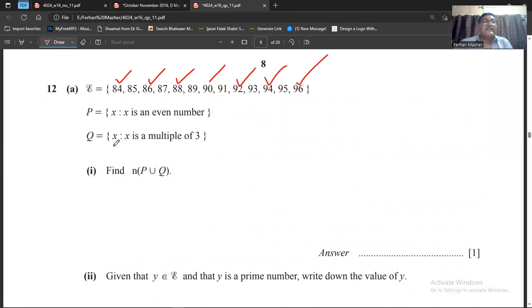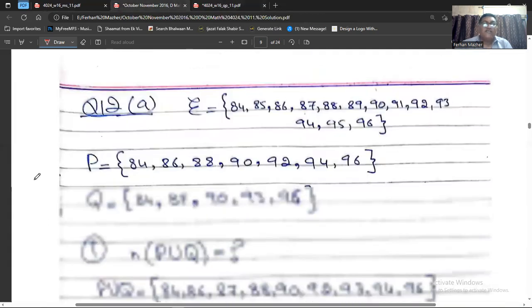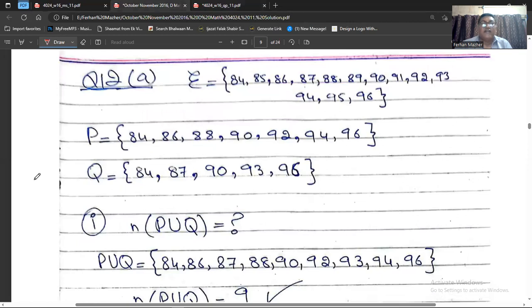Okay, then he says X is a multiple of 3. Multiples of 3 are 84, then we will have 87, then 90, then 93, then 96. So you can write down the sets P and Q. You can see on your screen the set P has been written here, set Q is also written here.